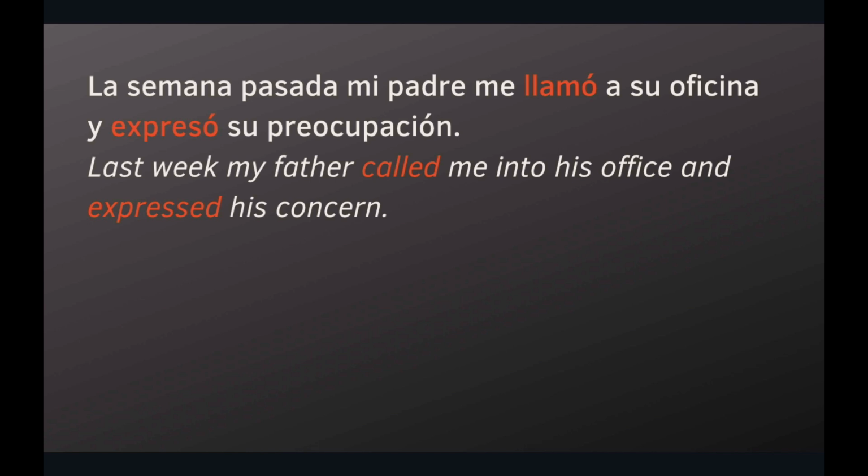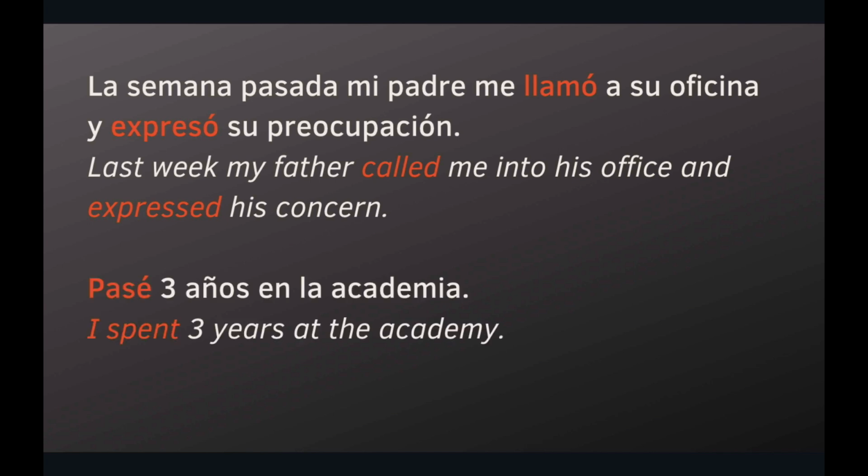So we have this trigger phrase here, la semana pasada, last week. When you see phrases that are specifying times in the past, last week, yesterday, last month, last year, on March 13th, 2021, this is what happened. Those kinds of trigger phrases, usually we're going to be using the preterite to go along with that. Here's another example.